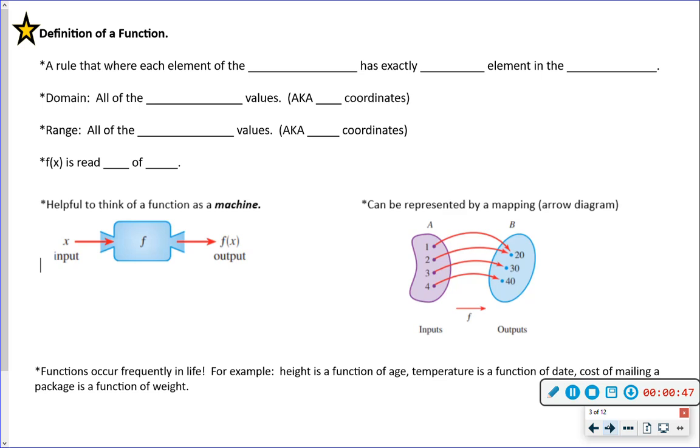So, definition of a function. A rule where each element of the domain has exactly one element in the range. So that is our formal definition of a function. But I feel like we almost have to talk about the other words in that definition, the vocabulary, to really know what a function is. For instance, domain. Domain is all of your input values, what you are putting into the function.